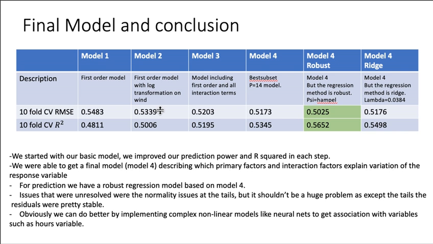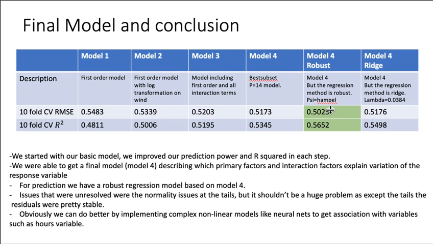So finally, when we compare all of these models, I have compiled the results in a table. Model 1 was our first order basic model. Model 2, the descriptions of each of these models are given. Our final models were model 4, and model 4 with robust and ridge regression. And here are the tenfold cross validation RMSE and R square values. We can see that as we move along with each step of the analysis, our cross validation RMSE actually decreases.